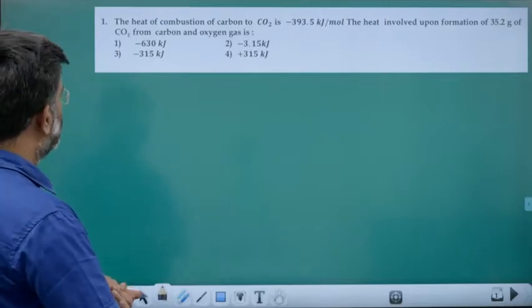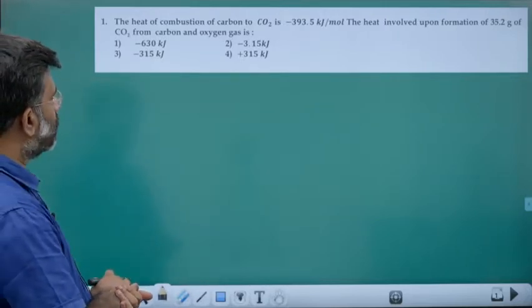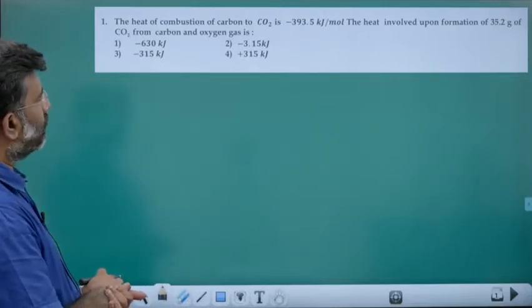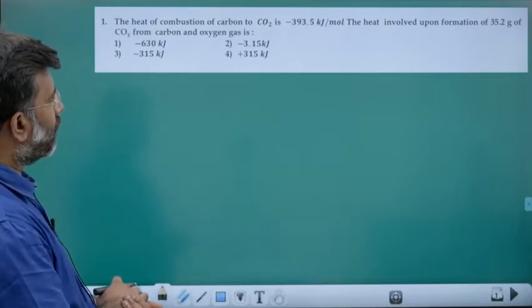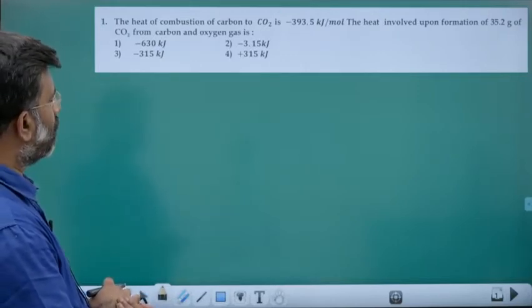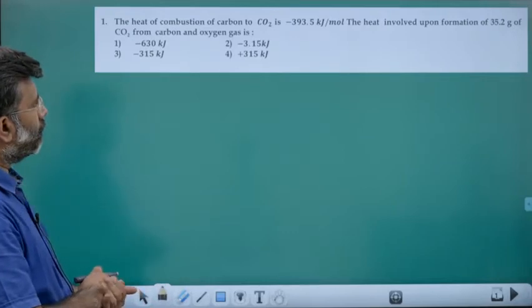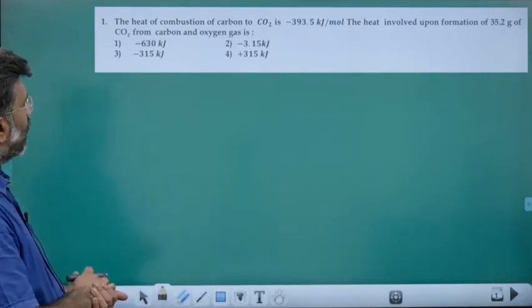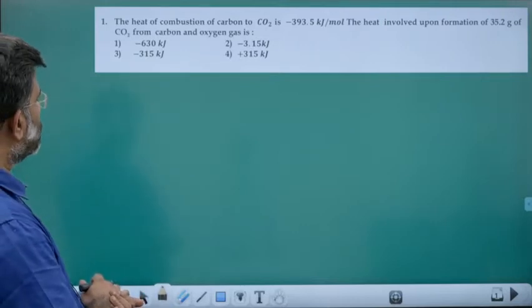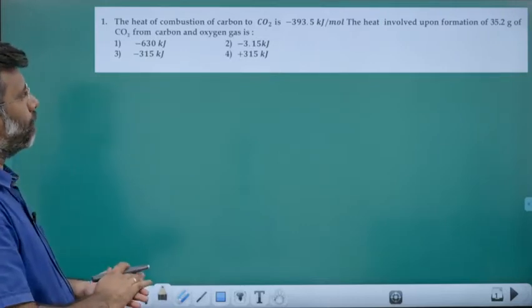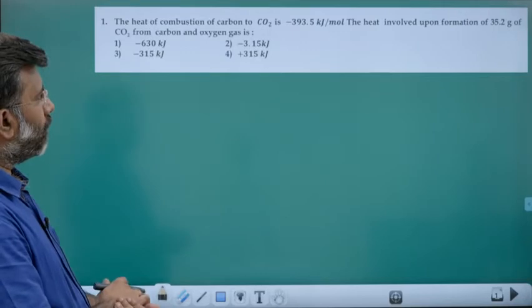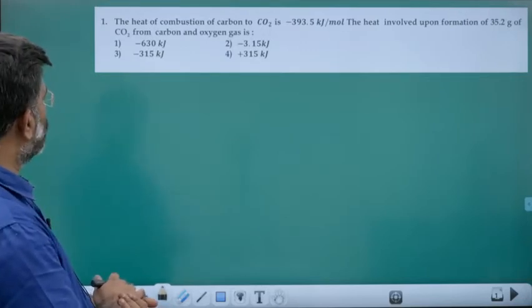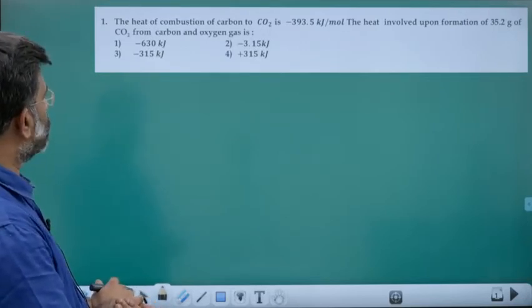Heat of combustion of carbon to carbon dioxide is given. The heat involved upon formation of 35.2 gram CO2 from carbon and oxygen gas is asked.